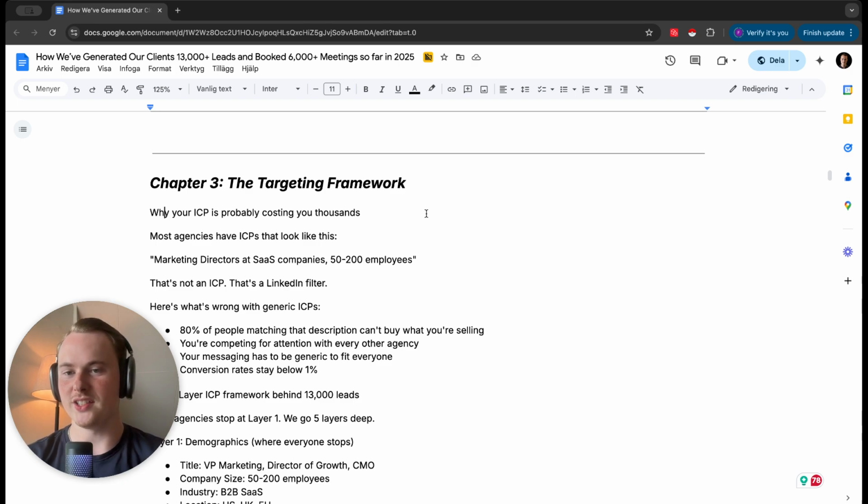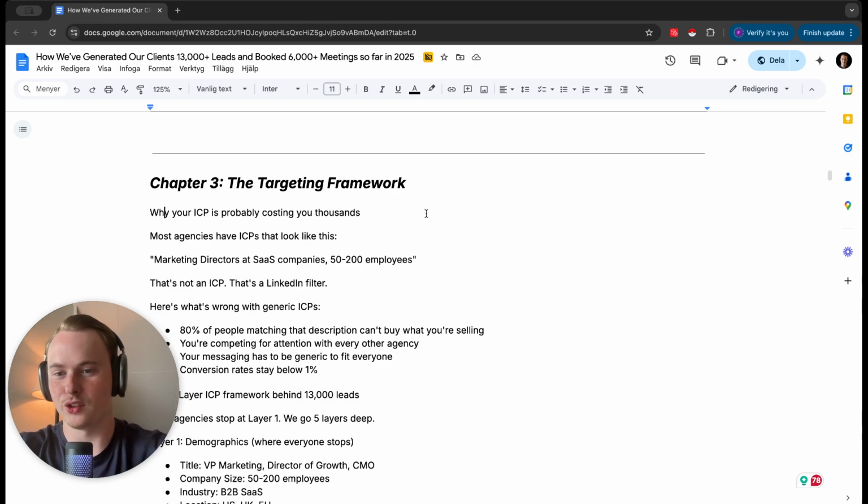So most agencies have ICPs that look like this. They simply just open up Apollo, and if you're not familiar with Apollo, it's a lead database that everyone is using. So I'm pretty sure you are familiar with Apollo, or like Sales Navigator. That's pretty much the same thing, but Apollo just sort of scrapes Sales Navigator. And how they usually do a cold email campaign is they think, yeah, well, I work with CMOs at marketing agencies with 50 to, let's say, 200 employees. That's not an ICP, that's pretty much a LinkedIn filter.